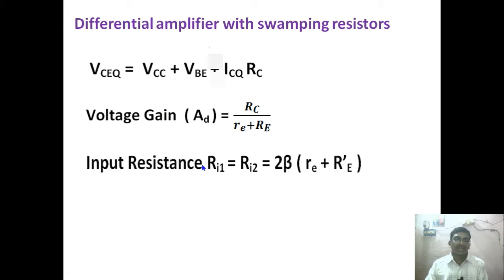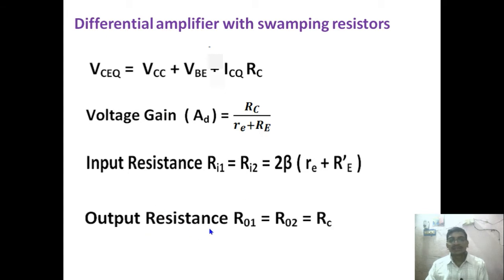Okay, so the next thing, the input resistance RI1, that is RI2 also, is equal to 2 beta times re plus RE dash. In general it is 2 beta re only, so here re is getting added with the swamping resistor value RE dash. The output resistance as seen from the output side, RO1 is equal to RO2 is equal to RC, the collector resistance of our differential amplifier. Okay, this is the analysis of the differential amplifier with swamping resistors.